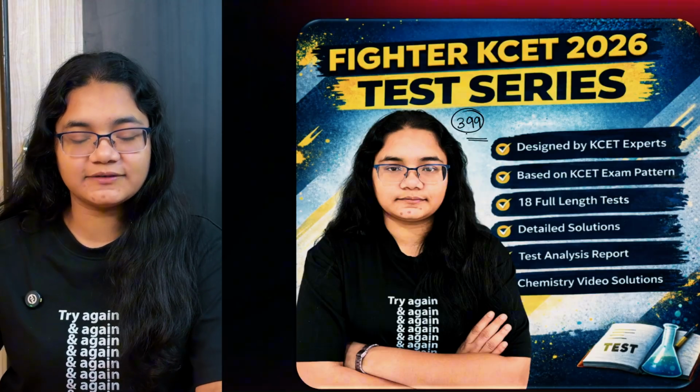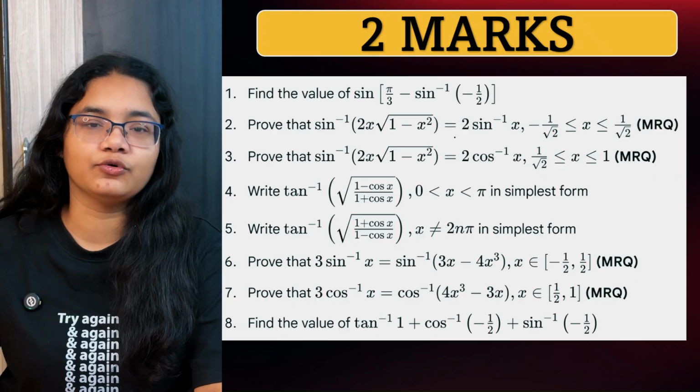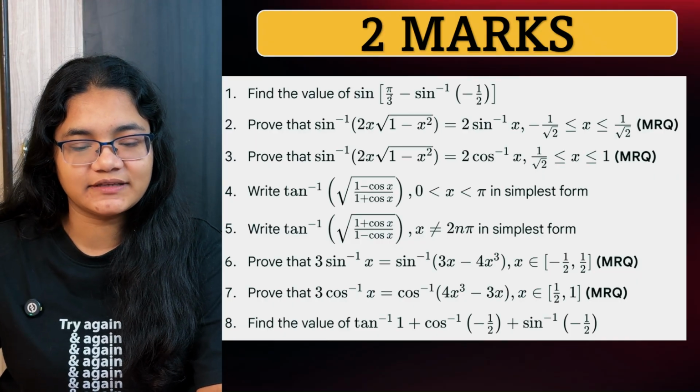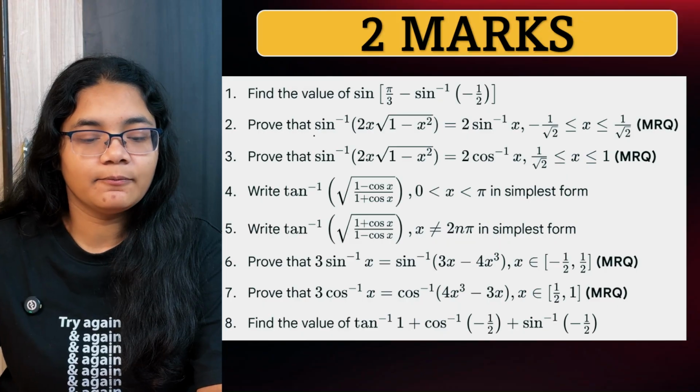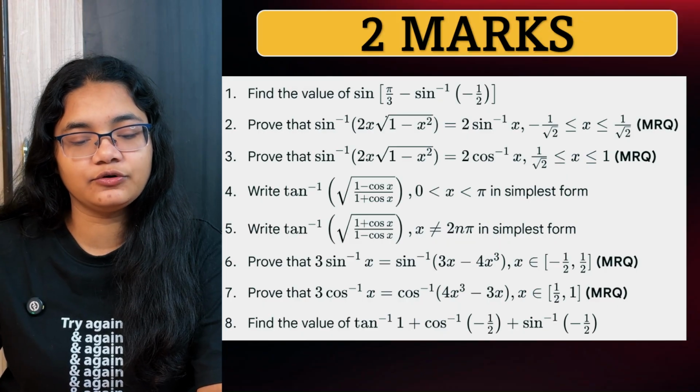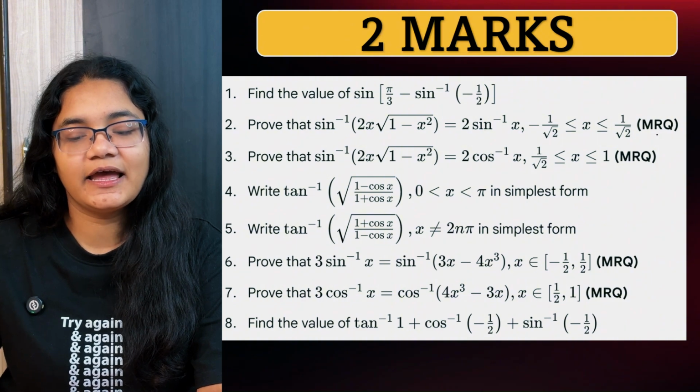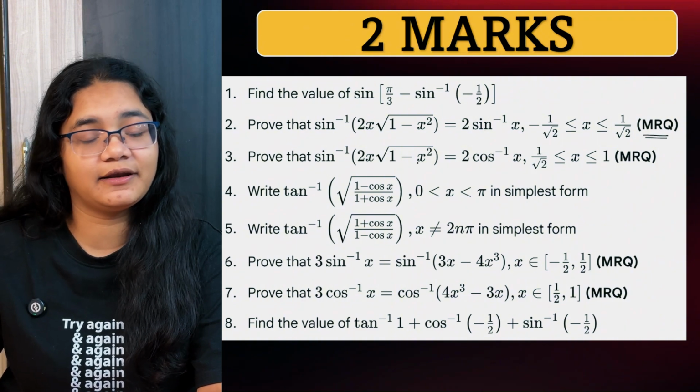So now let's move to our questions. First we'll talk about 2-marker questions. Find the value of sin(pi/3) minus sin inverse of (-1/2). Prove that sin inverse of 2x√(1 - x²) is equal to 2 sin inverse x. And this is a most repeated question, very important.